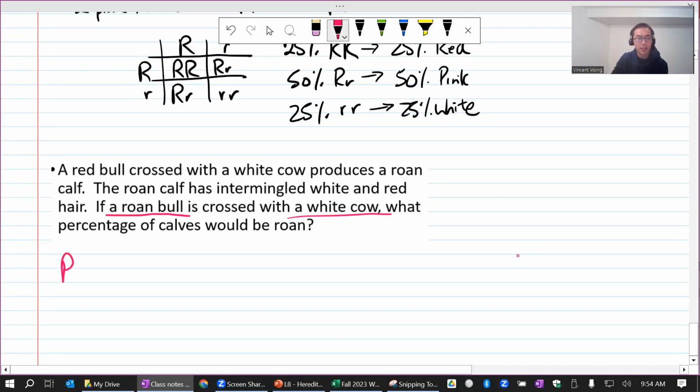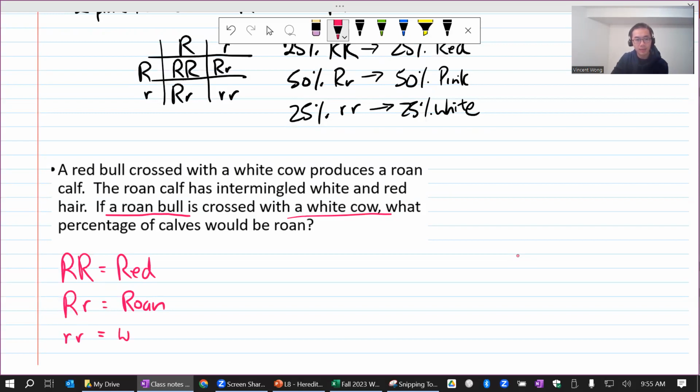Okay, so we can go big R. Big R is red. Big R, small r is roan. That's what the question says. And little r is white. Okay, it's kind of like humans, right? Like there's no such thing as gray hair. Gray hair is intermingled black and white, right? So here, intermingled red and white, they call it roan.